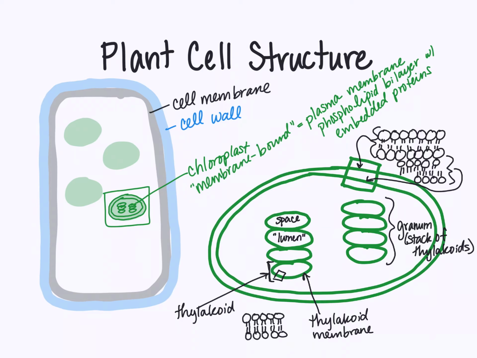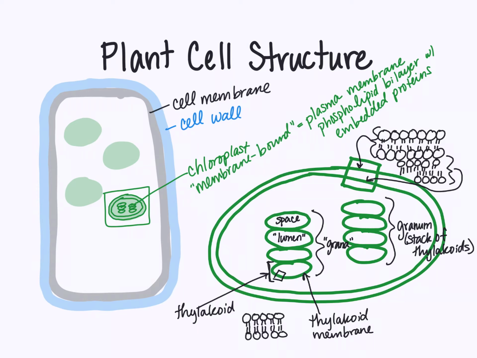And if we're talking about multiple stacks, in this picture here, I have two stacks of thylakoids. So multiple stacks would be called grana. So granum is one stack of thylakoids. Grana is two or more stacks of thylakoids.